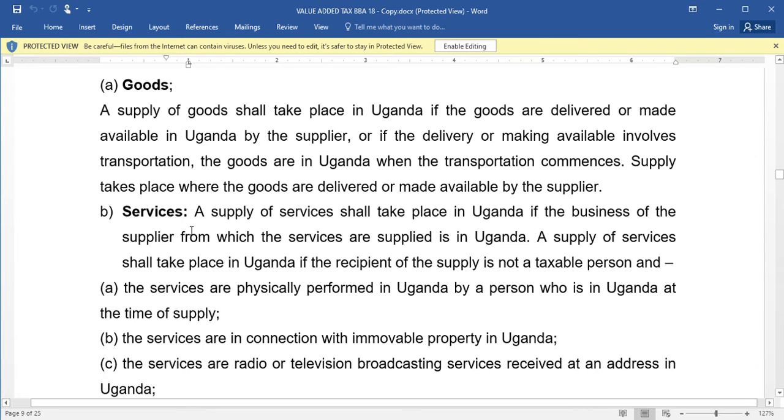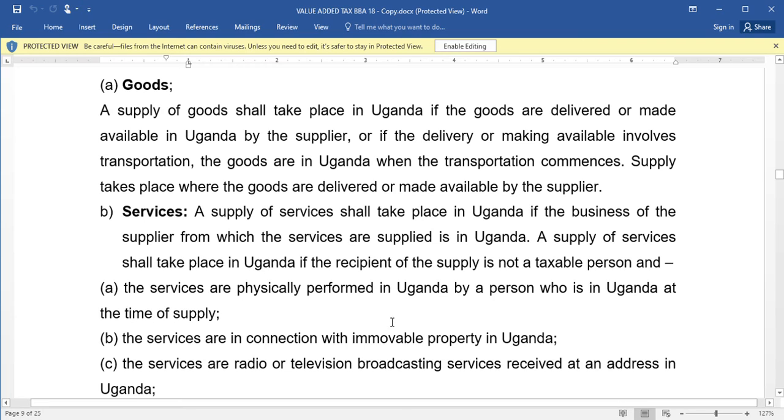So a taxable service, the business that supplies the service has to be in Uganda. A supply of services shall take place in Uganda if the recipient of the service is not a taxable person for VAT purposes. Then the services are physically performed in Uganda by a person who is in Uganda at the time of supply. That's what we call supply of a service.